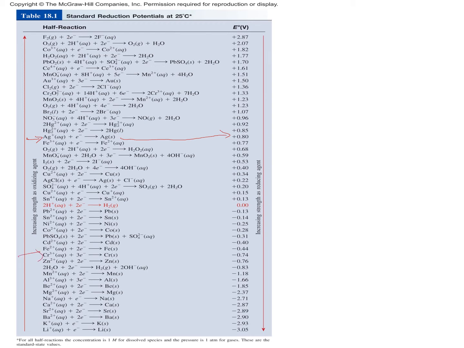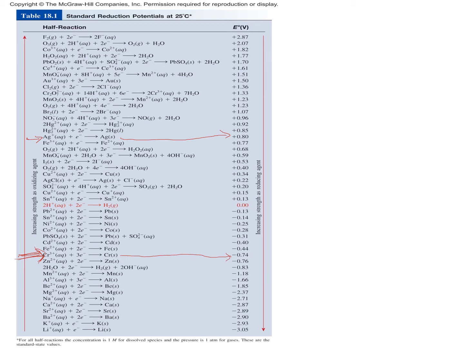Oh, and charts will be given to you. I forgot if I mentioned that in the video already, but you don't have to memorize this, of course. Chart will be given to you. This is Cr3+ plus 3 electrons getting converted to Cr. So that means my reaction right here is at the bottom. So which reaction will I reverse? I will reverse the bottom reaction. The top reaction happens as is.